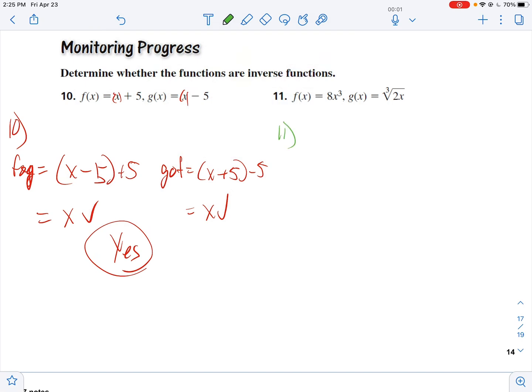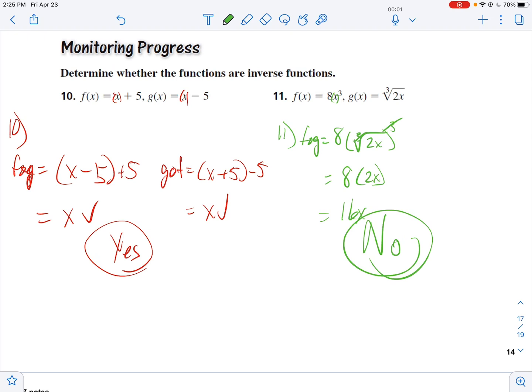Now let's look at number 11. Let's do the f of g first. 8 times something, that nice and tight, to the third, and I'm going to plug in the third root of 2x. Well, the third root and the third power cancel out, and that leaves me with 8 times 2x. That leaves me with 16x, and that's a no, because I didn't get 1x. I got 16 x's, so no, that's not it.